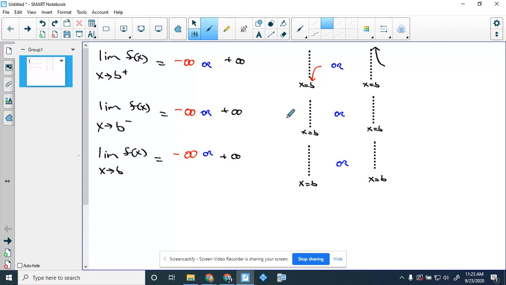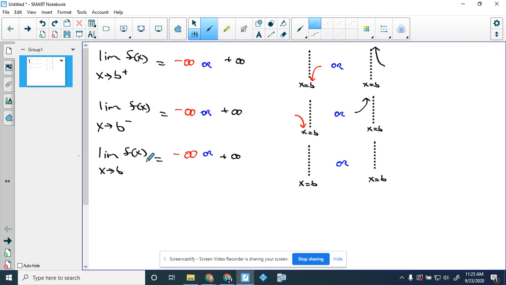As we go to b from the left, maybe we go down and we get negative infinity. So that's kind of graphically what would be happening. Or maybe we go to b from the left and we get positive infinity. That's kind of happening. Again, vertical asymptotic behavior.